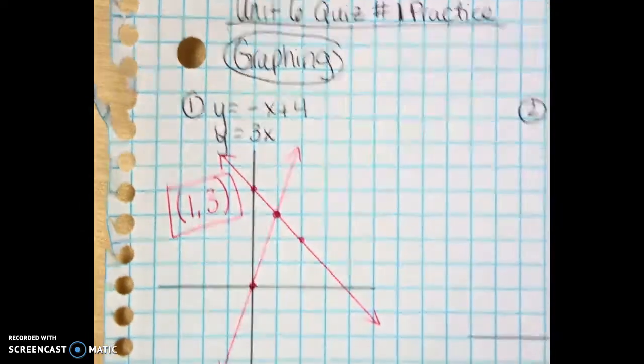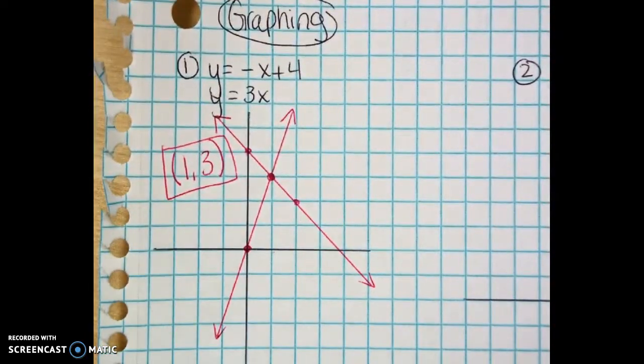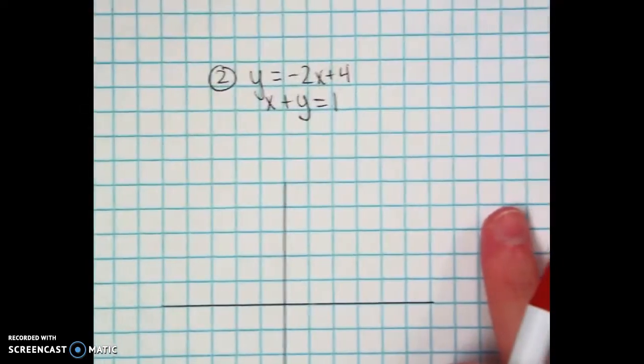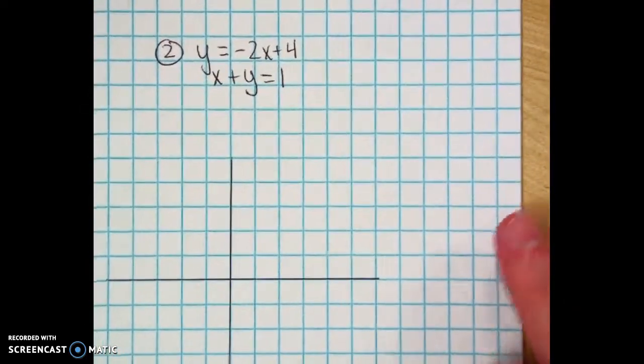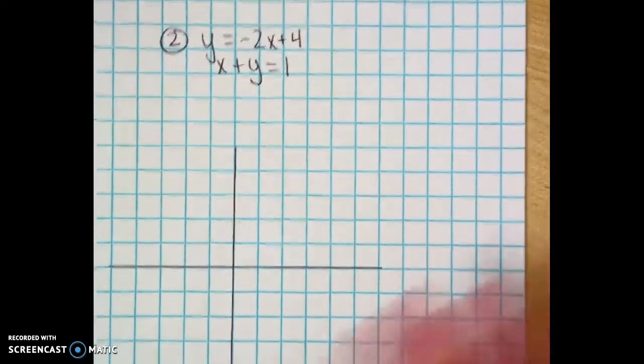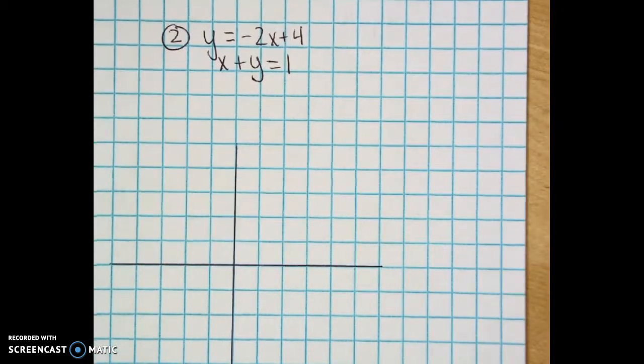Okay, so if you didn't get that right, you need to be asking me questions, or either raise your hand, call me over, do something so you get it figured out. Okay, let's look at number 2. Okay, for number 2, you're going to have to put the bottom one into slope-intercept form, or you can find the x and y intercept, whichever one you want to do. So go ahead and solve it and then graph it.